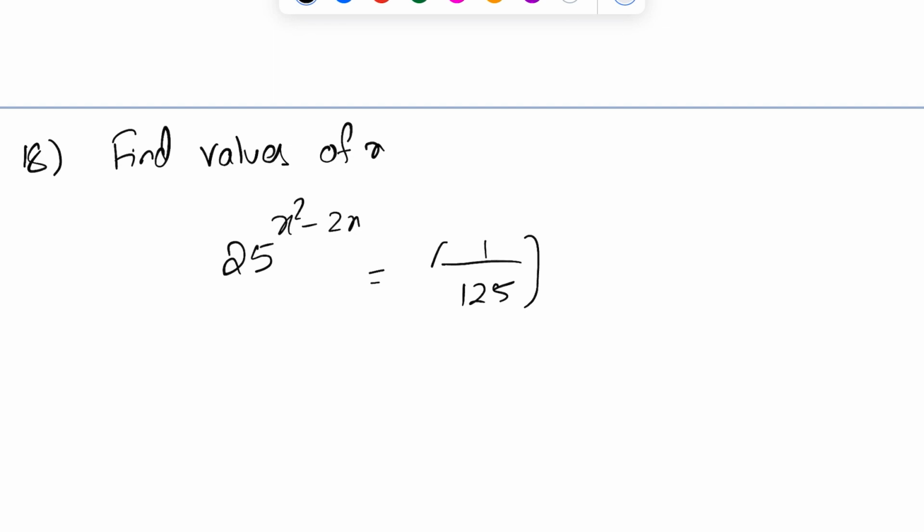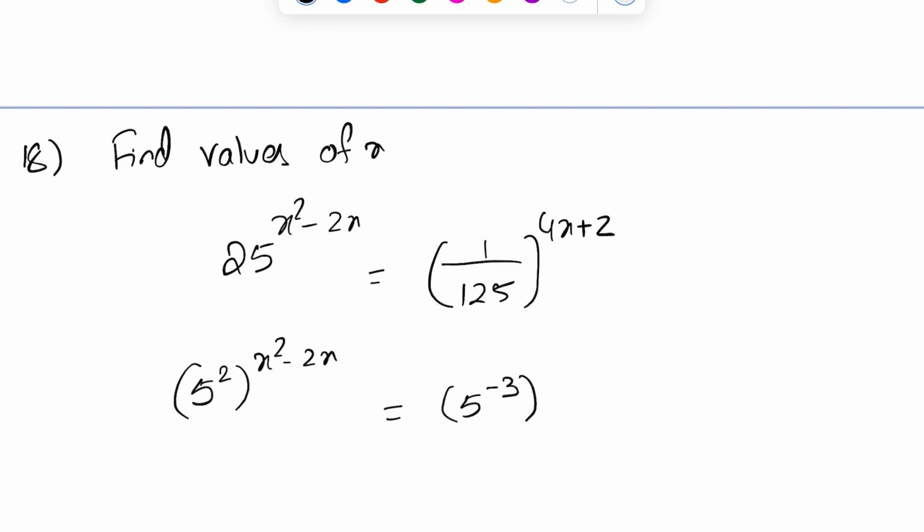Find values of x if 25 to the power of (x square minus 2x) equals 1 upon 125 to the power of (4x plus 2). So 25 can be written as 5 square. 5 square to the power of (x square minus 2x) equals 1 upon 125, which is 5 power minus 3, to the power of (4x plus 2).